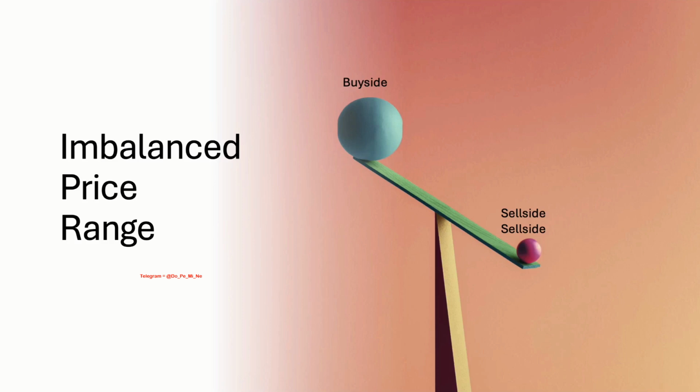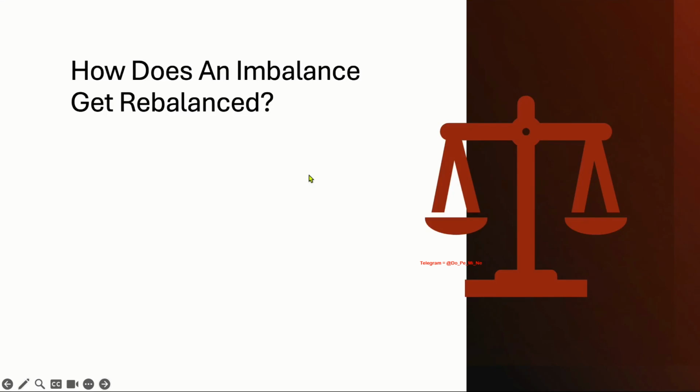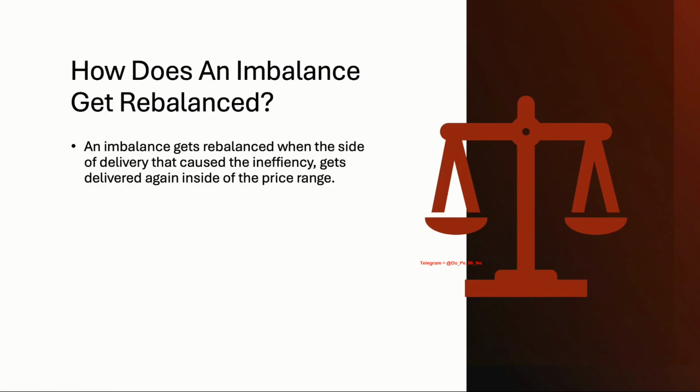I will show you some schematics and then it will be easier to understand. What I want you to note is that we're paying attention to the amount of times both sell side and buy side have been delivered inside of that specific price range. That is what counts. Counting the amount of times certain delivery has taken place. How does an imbalance get rebalanced? An imbalance gets rebalanced when the side of delivery that caused the inefficiency to take place gets delivered again inside of the price range.